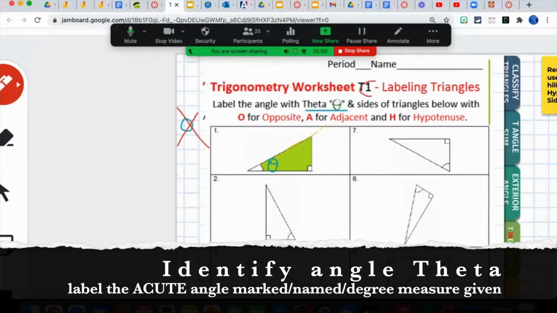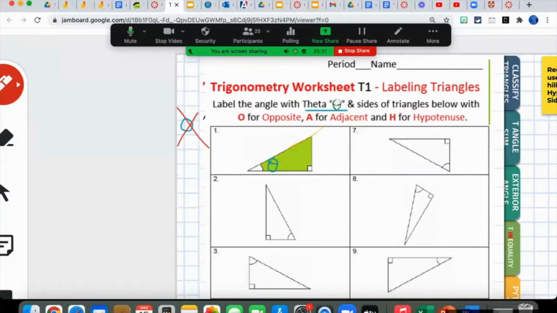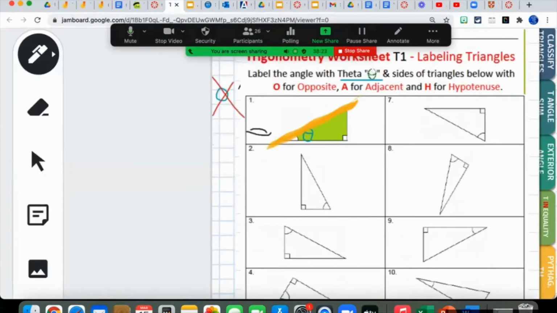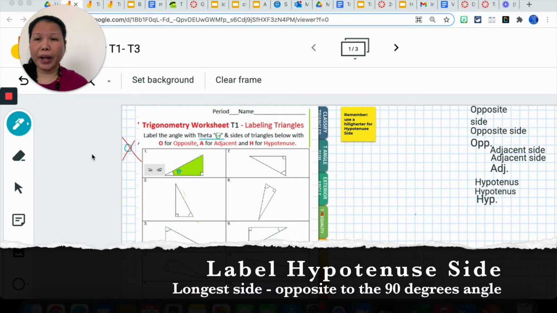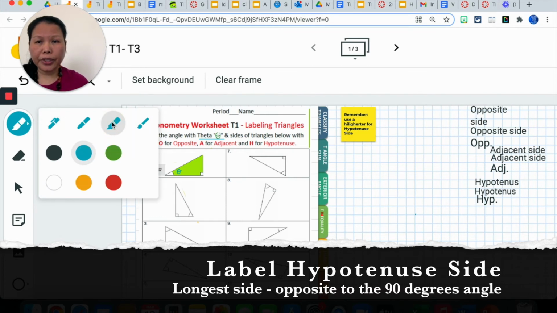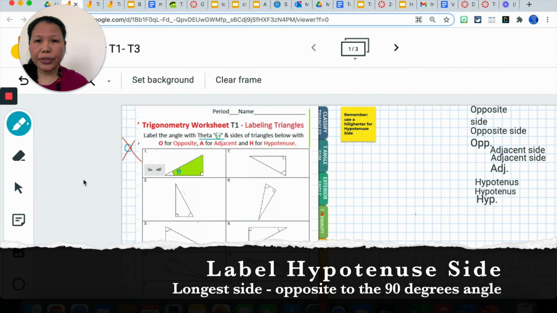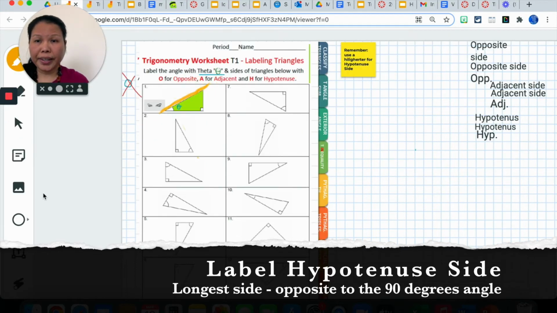We mentioned before we're working on the T1 worksheet. All of it is labeling. We're asking you to label the angle with theta, which we did. The next thing we want you to label is each side of the triangle below with O for opposite, A for adjacent, and H for hypotenuse. Next, hypotenuse side. It's always opposite the right angle, the longest side. We will go ahead and click on this for a highlighter. I can use yellow and make it longer than the side. Since I have the highlighter, I'll go ahead and make sure to point out the hypotenuse on number 2.